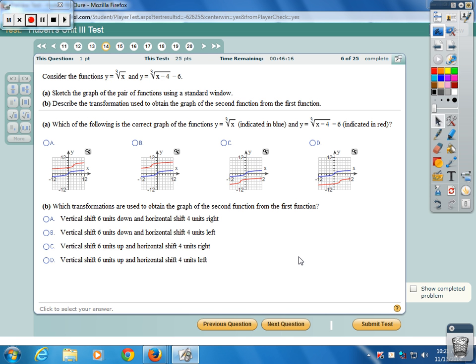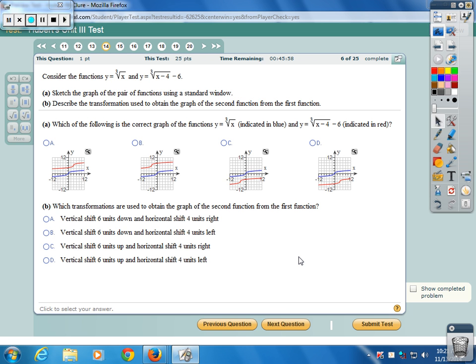Now you can do this by hand or you can do it by calculator. It doesn't matter to me. But you should be able to do it by hand, especially after all the drilling I've done with you.